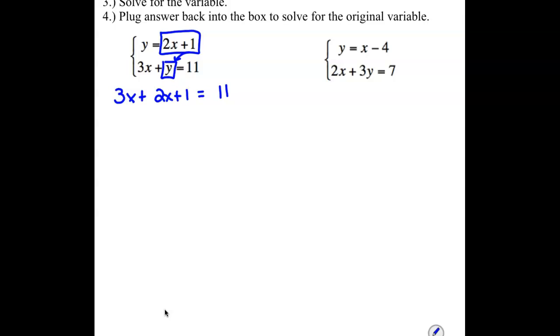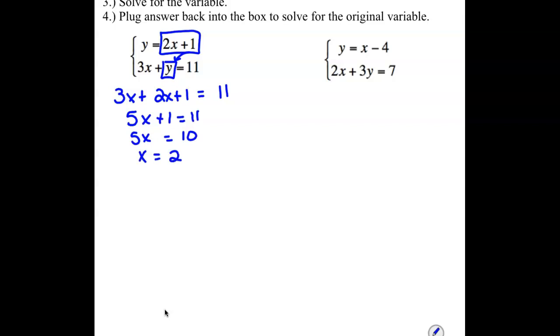And now notice that there's only one variable left. There's just an x. So we can combine our x's into 5x plus 1 equals 11. Solving for x, we would subtract a 1, and then we would divide out the 5. So we end up with x equaling 2.